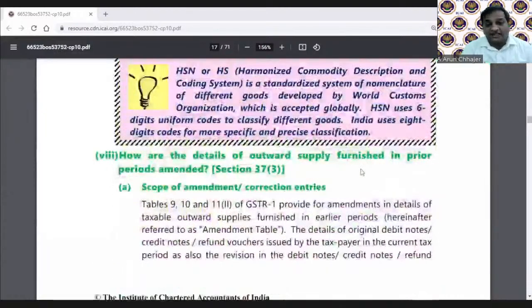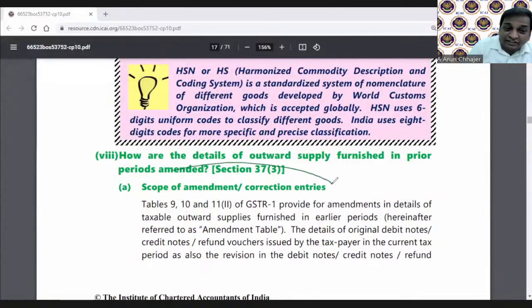The question is about the scope of amendment, of correcting the entry. Sometimes you may be asked this theoretical question in the exams also.